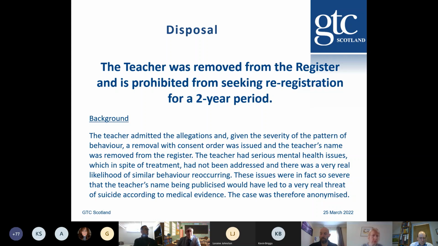But the possibility is there, if there's a real danger of harm to the teacher or lecturer by naming them. In such circumstances, the danger to the teacher or lecturer has to be weighed up against the public interest. And in this case, the danger was so severe that it outweighed the openness and transparency that we would normally expect to see in cases, and therefore it was anonymised. So quite a few things to consider with that one. As I say, the disposal itself is not the important thing here. It's about developing your understanding of the different factors that are involved.